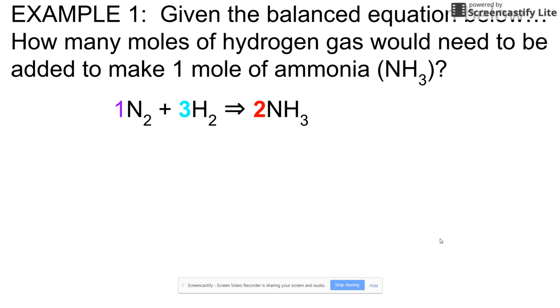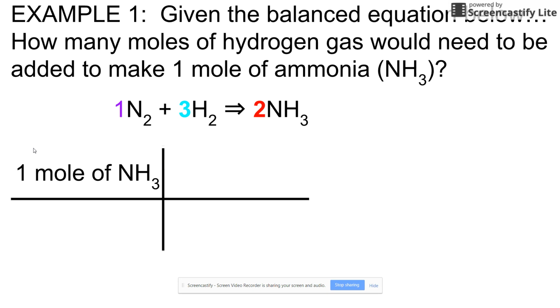Let's look at a couple examples. Given the balanced equation below, how many moles of hydrogen gas would be needed to make 1 mole of ammonia? So here's your balanced equation. You set this up just like every other problem. You draw a bridge. Your given is 1 mole of ammonia. You put 1 mole of ammonia in the top left, over 1. And then you look at your balanced equation. For every 2 moles of ammonia that are produced, you need 3 moles of hydrogen.